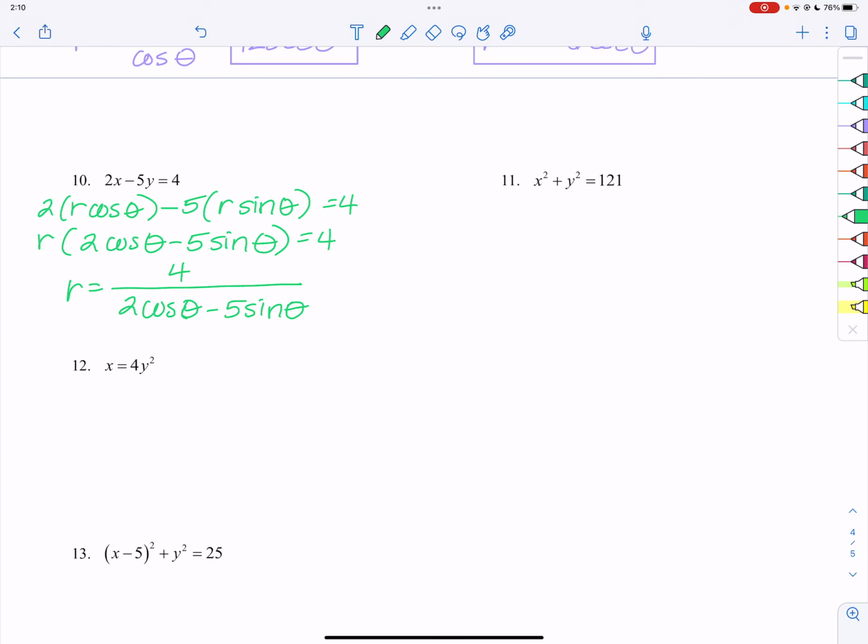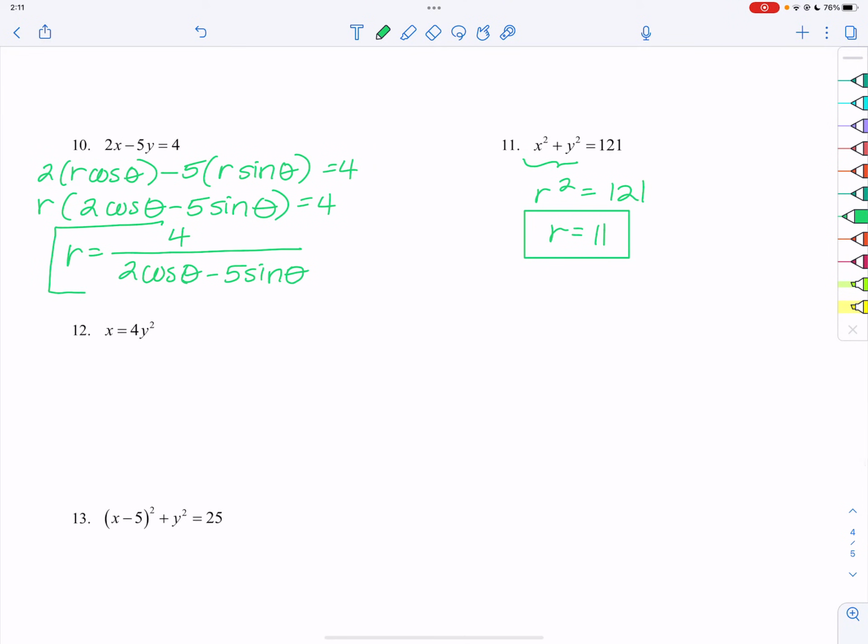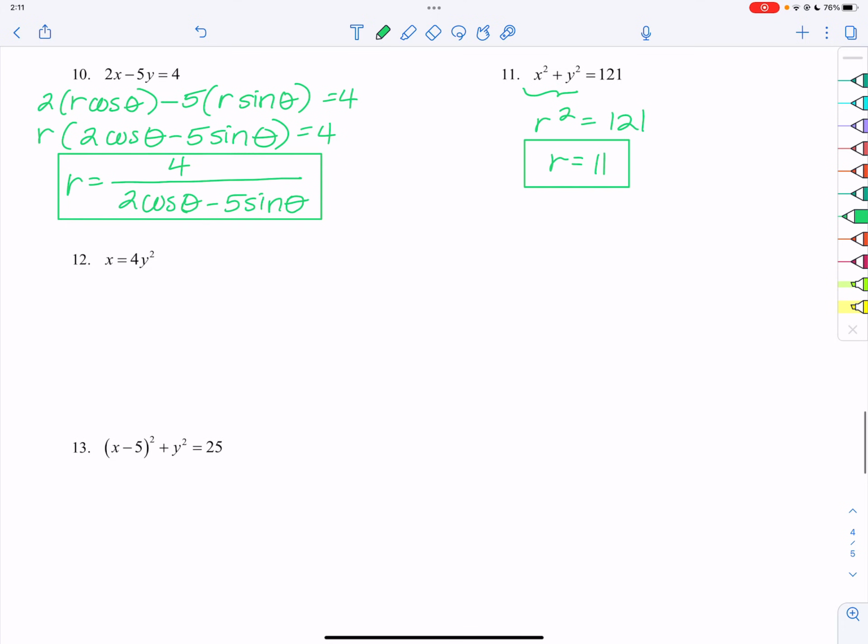How about number 11? x squared plus y squared equals 121. Well, as you can see, x squared plus y squared is equal to r squared. So r must be equal to 11. Remember that r is going to be the square root of r squared. Okay. Number 12, x is equal to 4y squared.